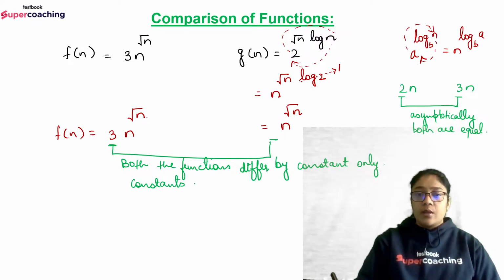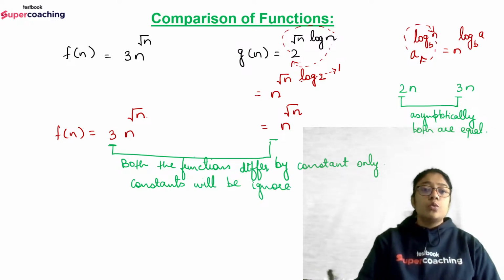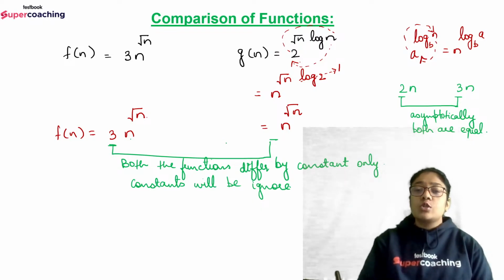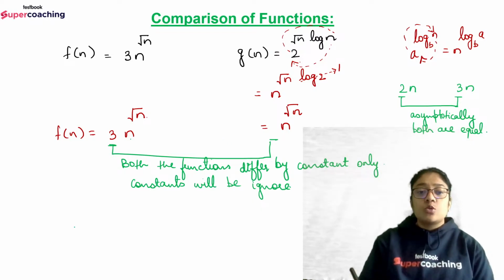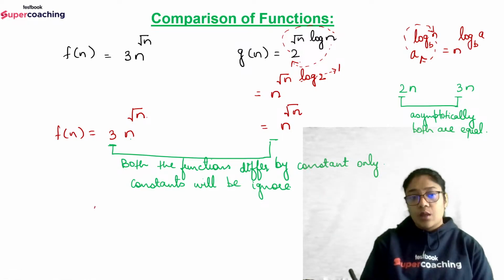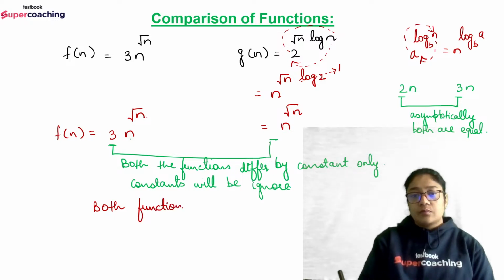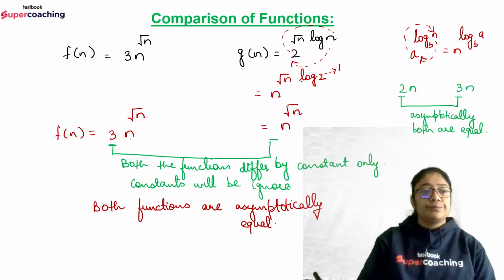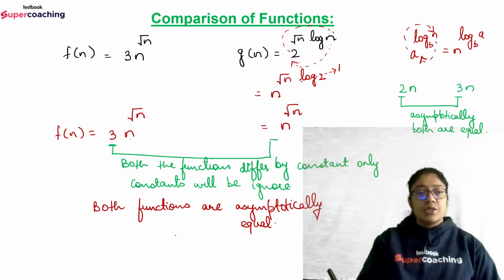Constants will be ignored here. अगर मैं constants को ignore कर दूं, then we are getting the similar type of function, that is n raised to power root n. G of n is also n raised to power root n. So we can say that both functions are asymptotically equal. Make sense? So both the functions are asymptotically equal.